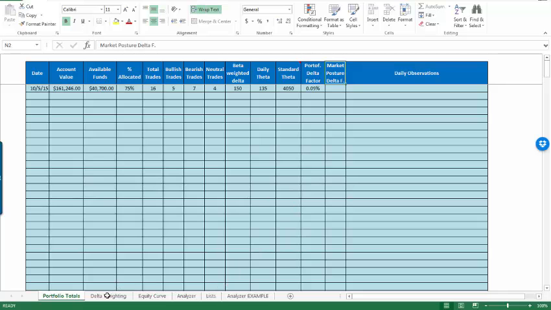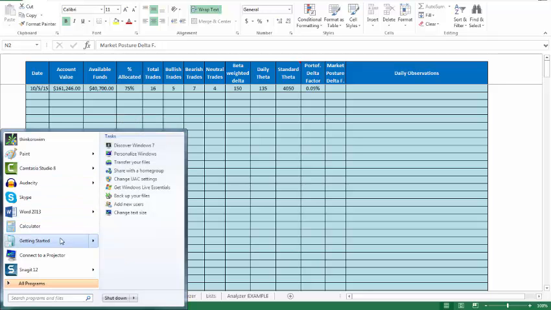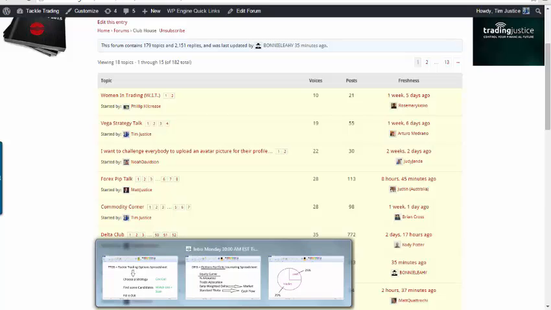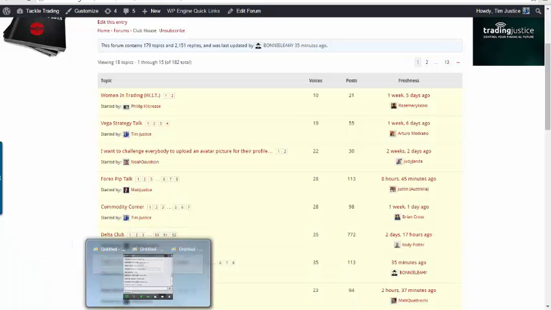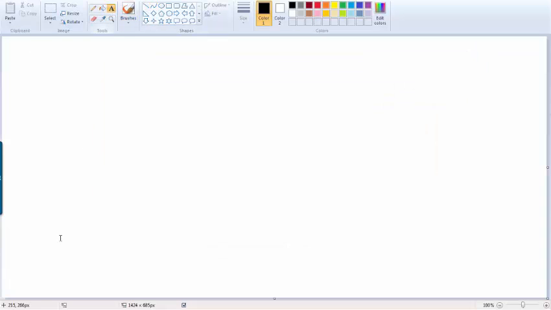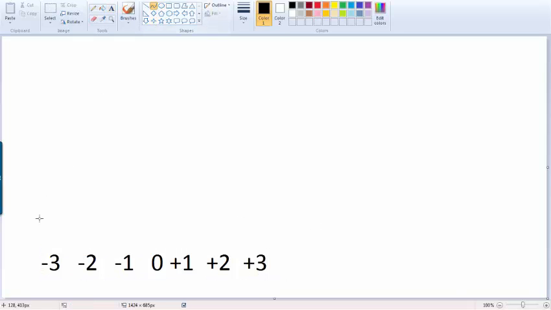Market posture. You guys know what an equity curve is. You know what some of these terms are. You've probably also heard the term about standard deviations, distribution. See, market posture can range from 0 to 1 to 2 to 3. Let me get a new paint program up here. I'm going to try to draw this. See how good I am at drawing in Paint. -3, -2, -1, 0, +1, +2, +3. Market posture is a bell-shaped curve.